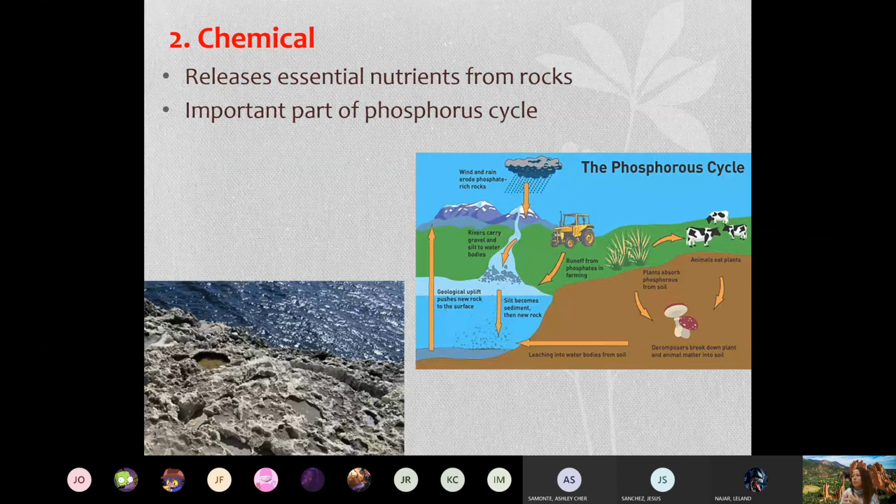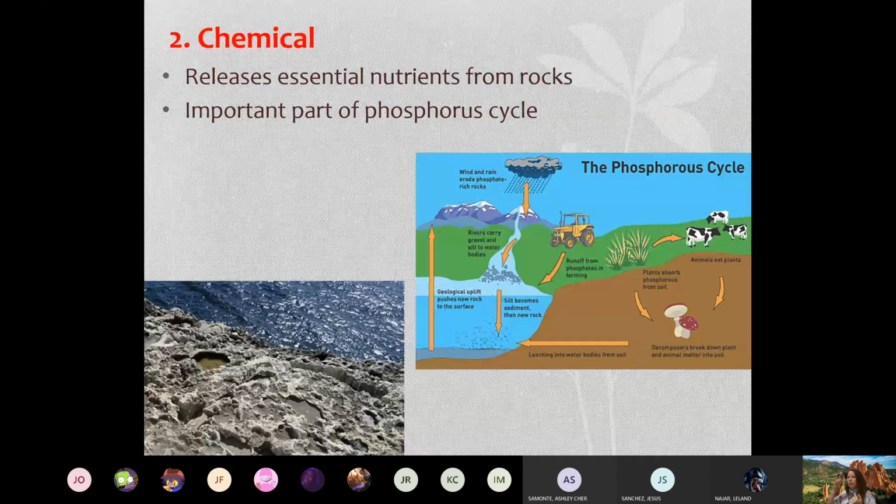Chemical weathering usually means there's some sort of change in the actual material itself. So it releases nutrients from rocks, some of your iron, your phosphorus, things like that. And like it says below, it's an important part of the phosphorus cycle.